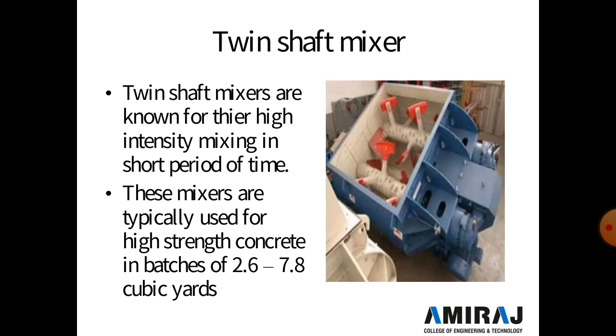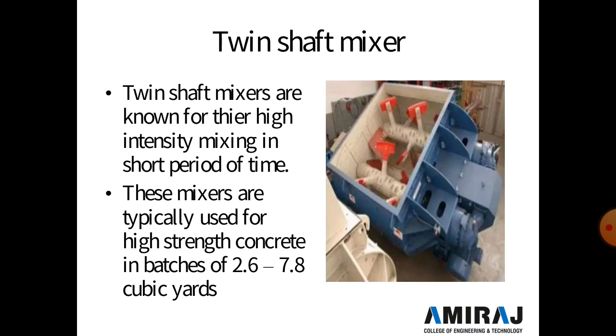So see this photograph of the twin shaft mixer. Here two shafts are provided. See in the photograph, first one and second one. These two shafts are provided for the mixing purpose, and twin shaft mixers are known for their high intensity mixing in a short period of time, and these mixers are typically used for high strength concrete in batches of 2.6 to 7.8 cubic yards.